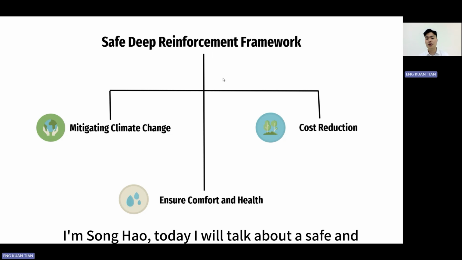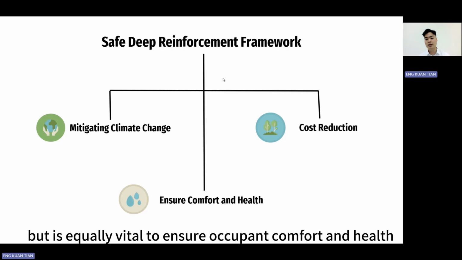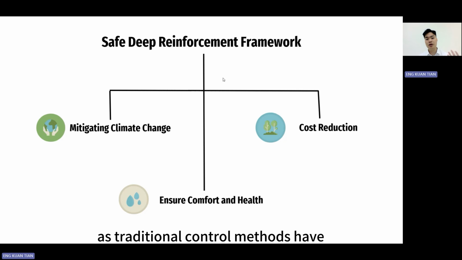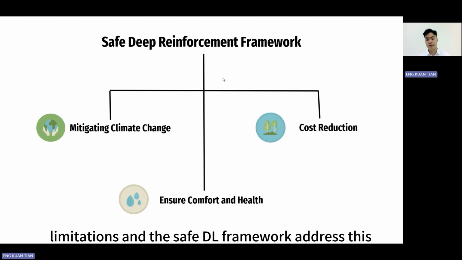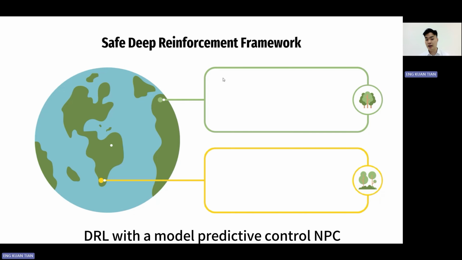Today I will talk about a novel approach to safe and efficient building energy management using safe deep reinforcement learning. Managing energy in buildings is crucial for cost reduction and mitigating climate change, but it's equally vital to ensure occupant comfort and health. This creates a complex challenge as traditional control methods have limitations. The safe DRL framework addresses this by synthesizing deep reinforcement learning, DRL, with model predictive control, MPC.